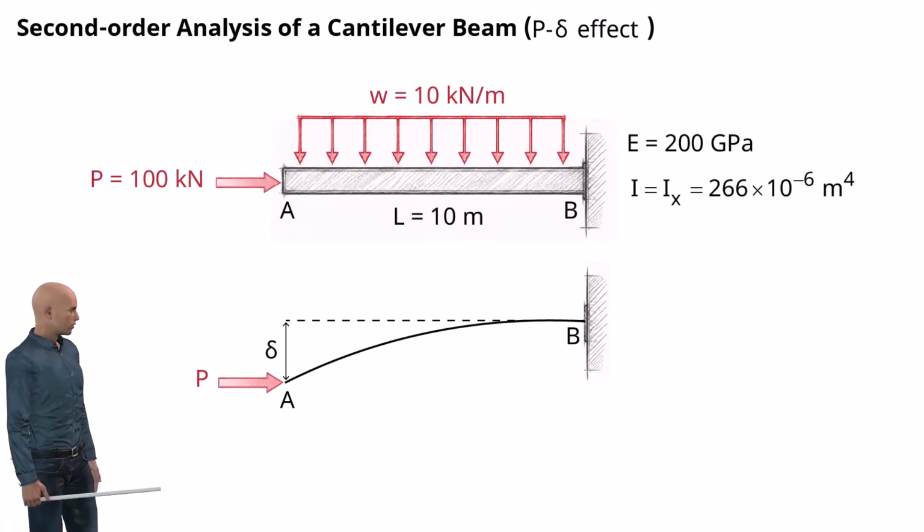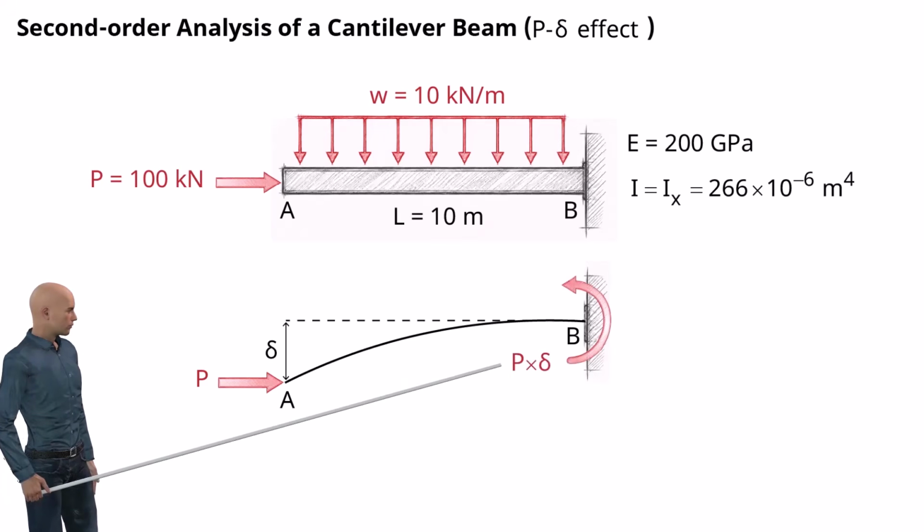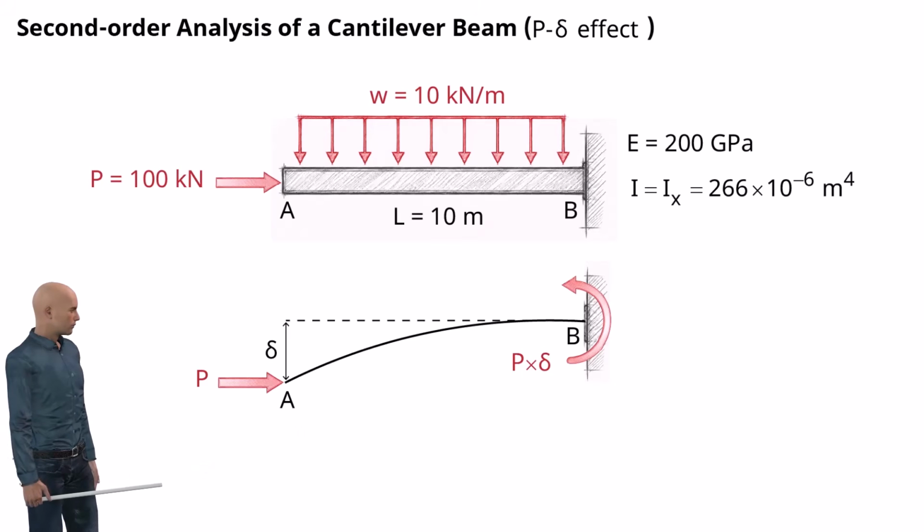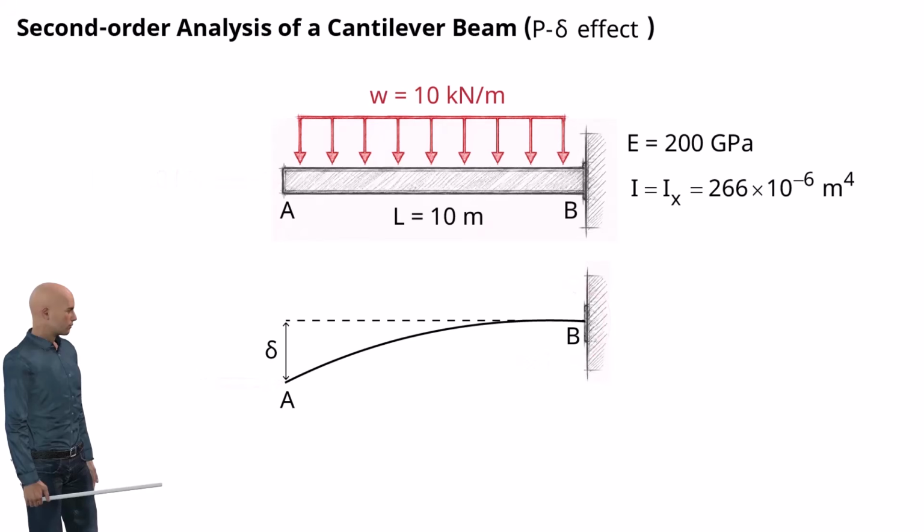That displacement creates an offset, and when the axial force acts through this offset, it produces an additional moment at the fixed end, which is the source of the second-order effect. We begin by looking at the effect of the uniformly distributed load. At this stage, we ignore the secondary effect of the axial force. So this is a first-order analysis. The distributed load causes the free end of the beam to move downward.